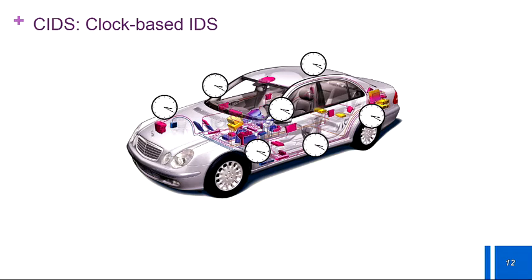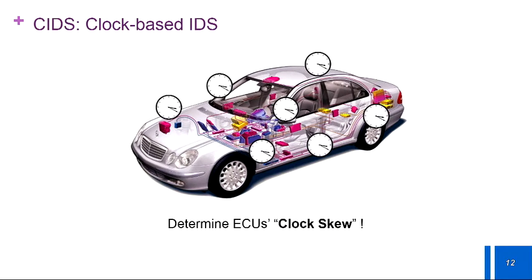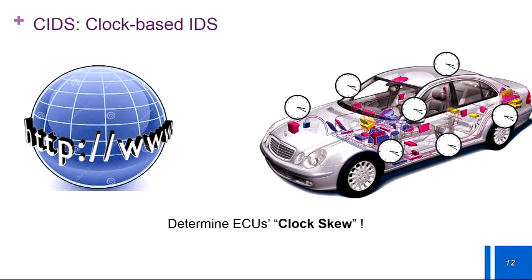Using clock skews as fingerprints is not really a new thing, because in the internet domain it was previously used for fingerprinting nodes. However, we cannot directly transfer that idea to the automotive domain, because most ideas in the internet domain require timestamps from transmitters and receivers, which are not available in vehicles. Even if we try to add them to messages, it would incur overhead and affect real-time communication. So in this paper, we did it in a slightly different way.